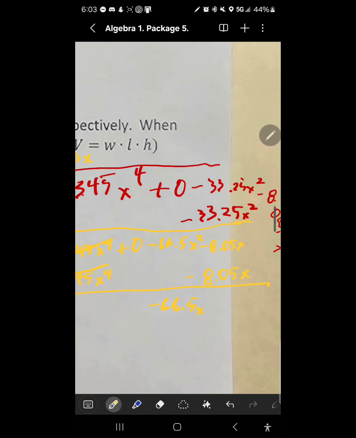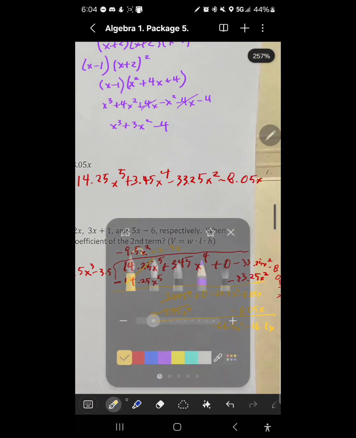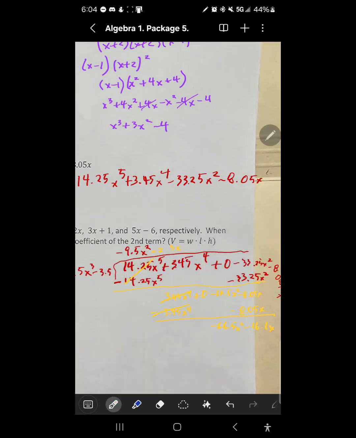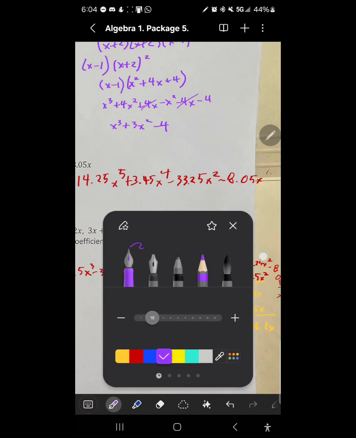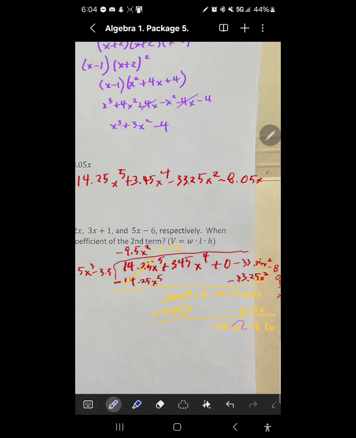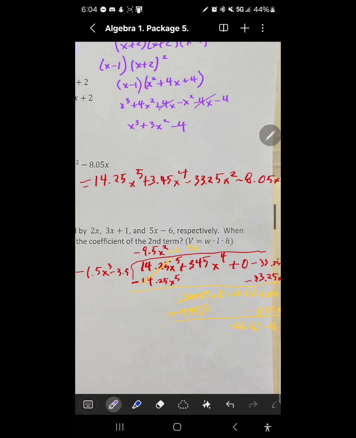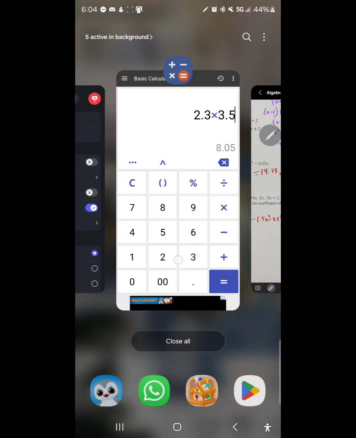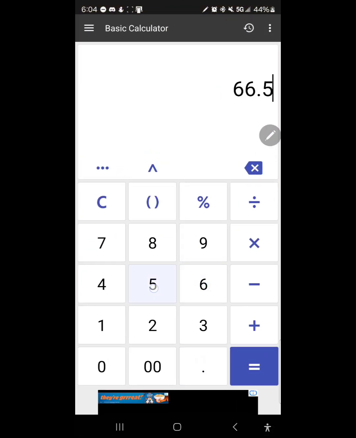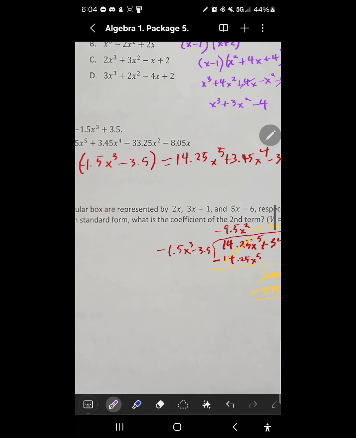And then here, x squared. Here they have the same sign, so I keep the sign and add them together, which is going to be 16.1 on x. And here, purple. What number do I multiply by 1.5 to get 66.5? Let's see. 66.5 divided by 1.5 is 44.3333.